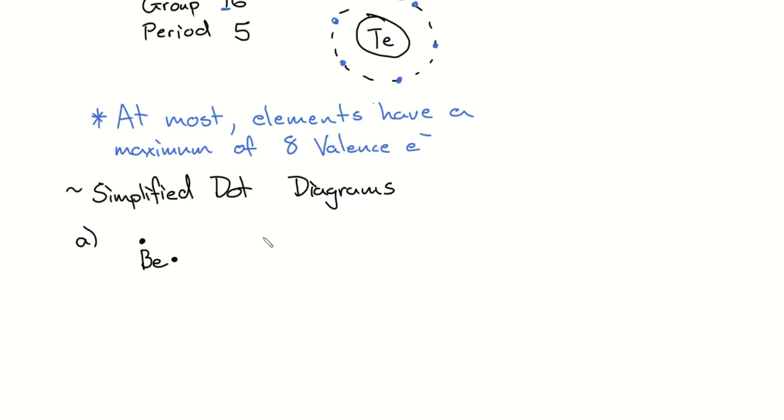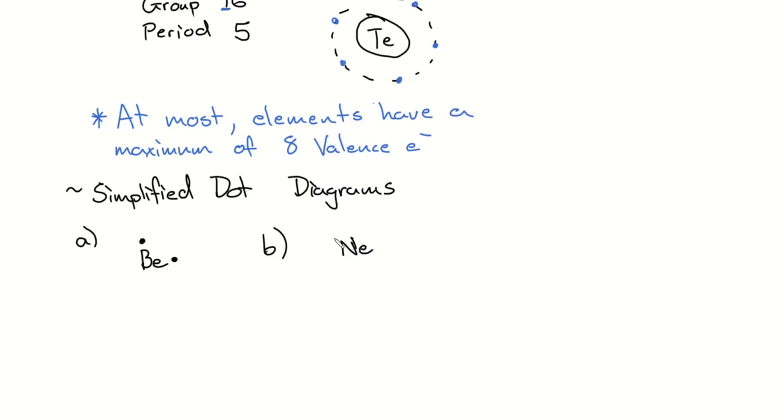Okay, let's do one more. And then I'm going to have you guys do a couple. Let's do neon. So I'm going to scoot this over. We're doing neon. And I'm just going to start with the symbol, Ne. Neon is where on the table? Neon, that's 18. Group 18. That's what I care most about. The fact that it's group 18 means it has how many valence electrons? 8. So check it out.